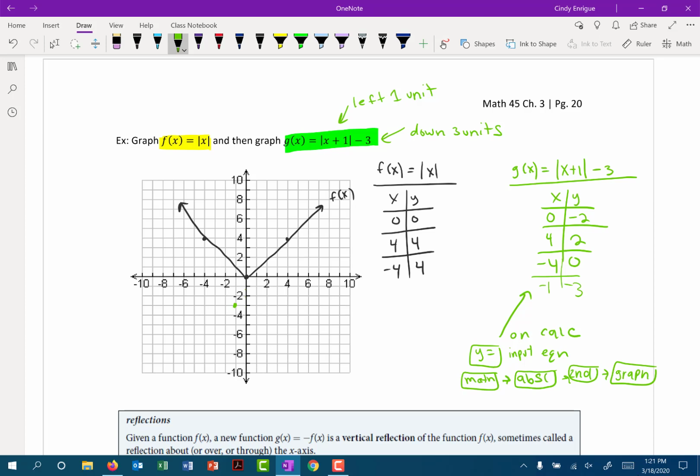Okay? Now over here for this point, I'm going to go down 3, 1, 2, 3, and to the left 1. So then that point is going to be negative 5, positive 1. And this point over here, same thing, going down 3, 1, 2, 3, and to the left 1. Okay? Or I could have just graphed some of these points. So I have 0, negative 2, which is fine. I have 4, positive 2, and I have negative 4, 0.